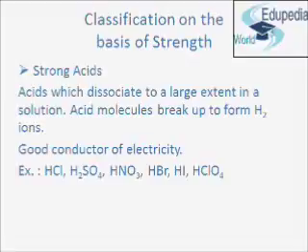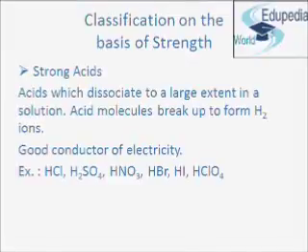First, strong acids. Acids which dissociate to a large extent in a solution are called strong acids. Nearly all their acid molecules break up to form hydrogen ions. Strong acids produce a high concentration of hydrogen ions or hydronium ions in solution. A solution of H2SO4 in water is a good conductor of electricity because it dissociates completely, almost 100% in the solution. Let us understand this point with the help of an example.